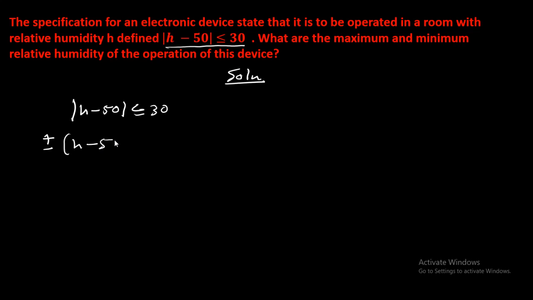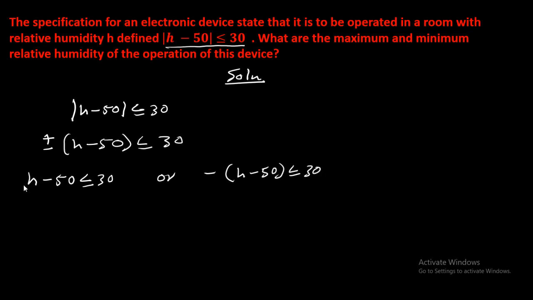H minus 50 is less than or equal to what? 30. Then this can be split to be H minus 50 is less than or equal to 30, or it can be negative (H minus 50) is less than or equal to 30. Then this can go to the other side. So H is less than or equal to what? 30 plus 50. And then H is less than or equal to 80.